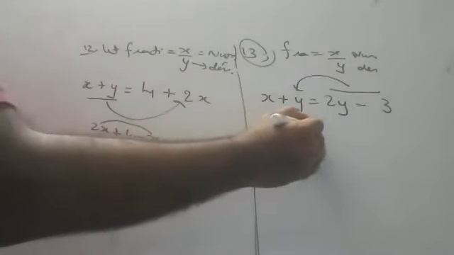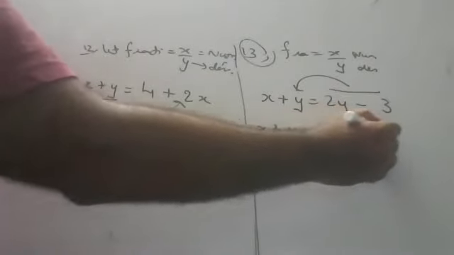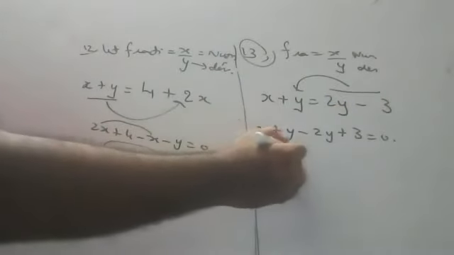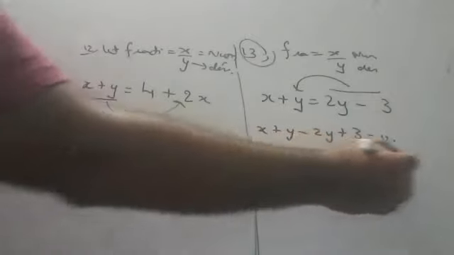So x plus y minus 2y plus 3. Okay, now mute your audio, please. So x minus y plus 3 is equal to 0 is the equation.